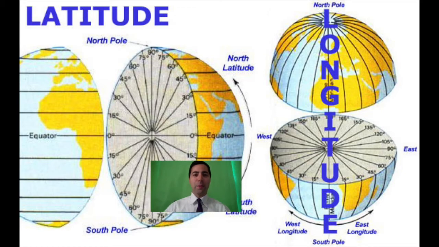All right, so what I'm going to do now is describe lines of latitude and lines of longitude. Now, when you look at a map or you look at a globe, you see these imaginary lines that cross each other. So what are these lines for? These are lines of latitude and lines of longitude, and the purpose of lines of latitude and longitude is to find an exact distance anywhere on planet Earth.